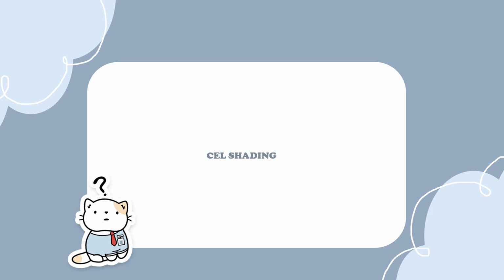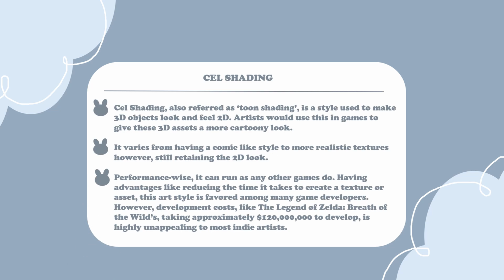Cell shading. Cell shading, also referred to as toon shading, is a style used to make 3D objects look and feel 2D. Artists would use this in games to give these 3D assets a more cartoony look. It can vary from having a comic like style to a more realistic textures, however, still retaining the 2D look.